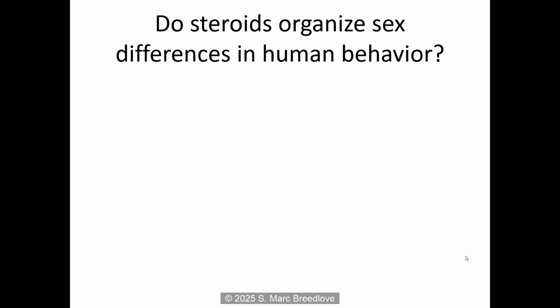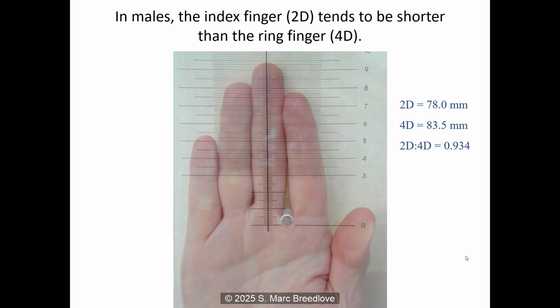So from all of this, we can ask the question whether prenatal steroids also masculinize human behavior. Can't look at brain structure because of the problems we talked about. And now we get to experiments that have kind of come to define my research career for reasons that make no sense whatsoever.